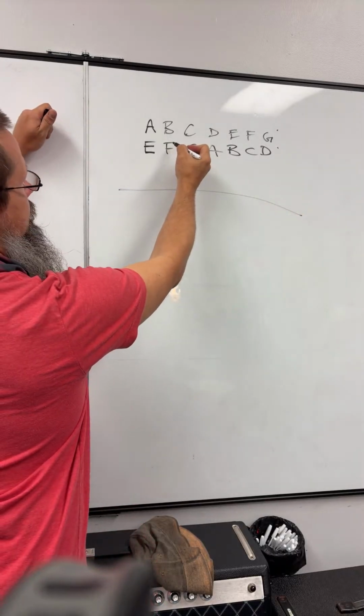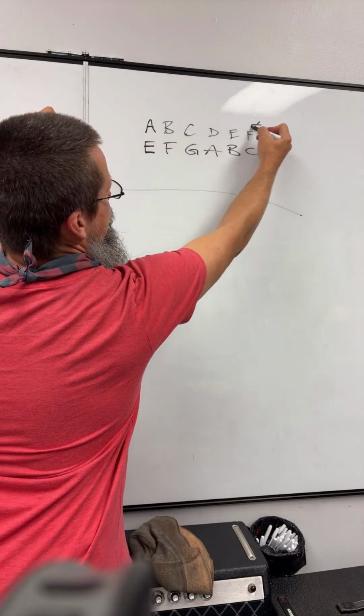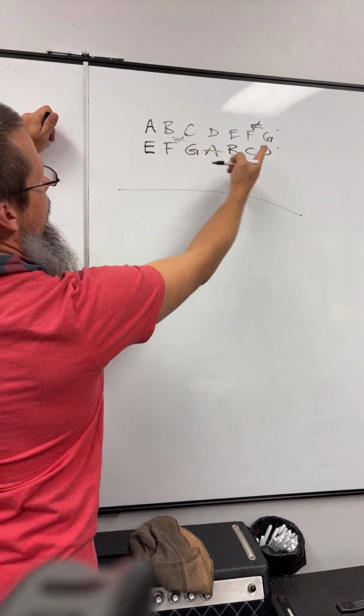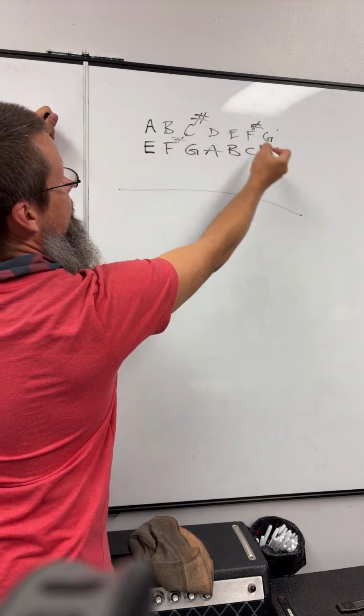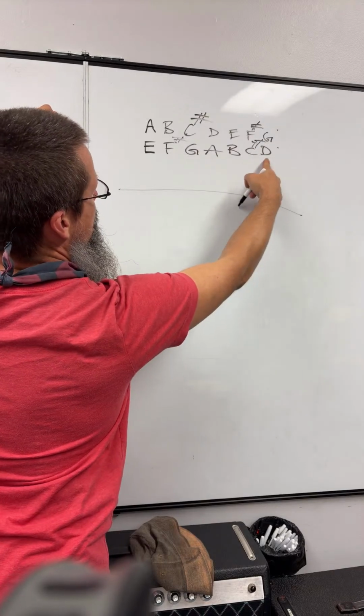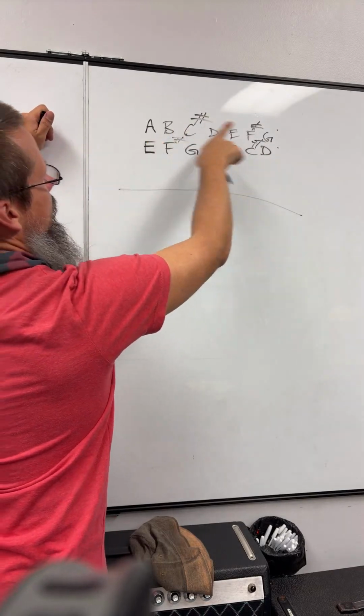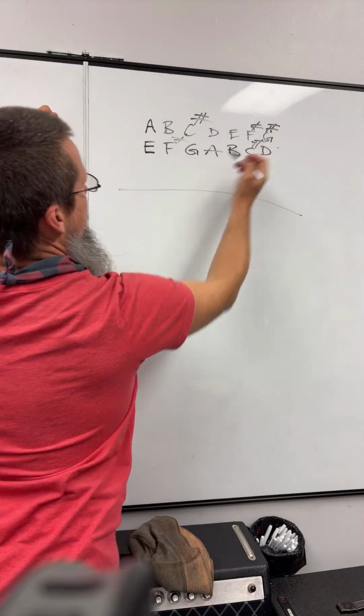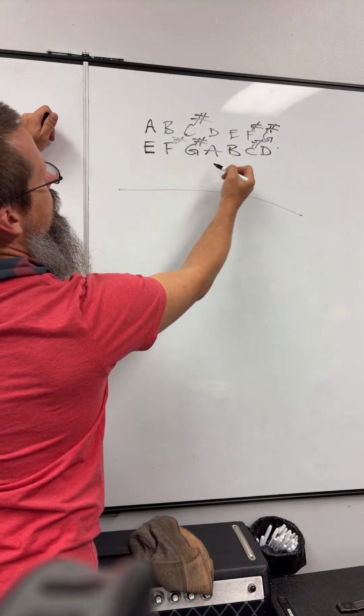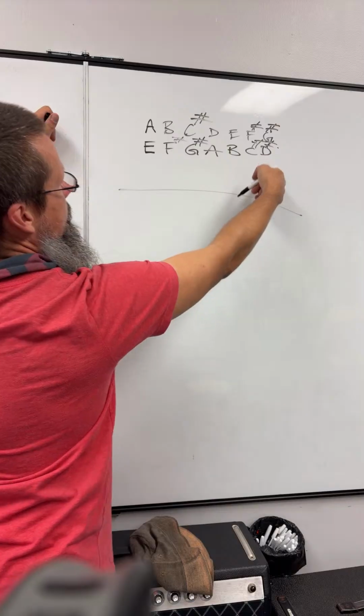The key of A has 3 sharps. It has the F sharp that's in the key of G. It has C sharp that's in the key of D. And then lastly, we have the G sharp that's in the key of A. Well, E has 4 sharps. It also has the D sharp because that's in the major 7.